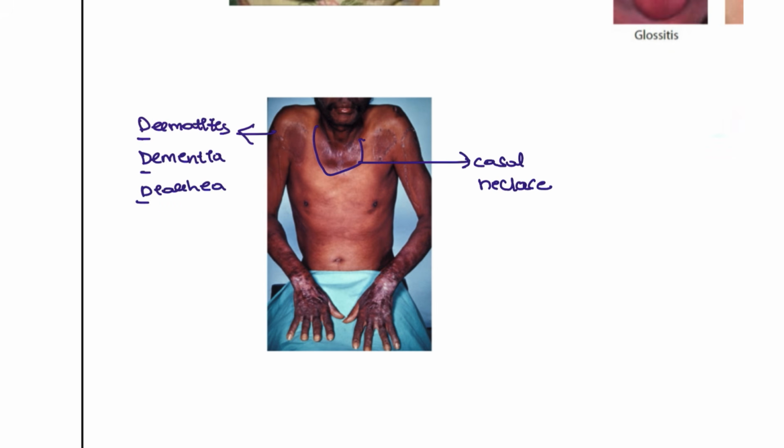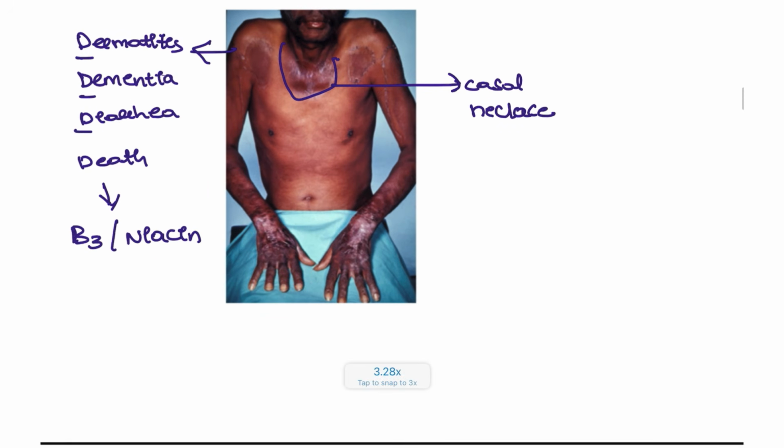D, D, D. If you don't treat, the patient can die. So this is known as a B3 deficiency, also known as a niacin deficiency. What are the causes in this patient? The patient must be eating maize, or sorghum, or jowar. All this dietary intake can increase this condition.